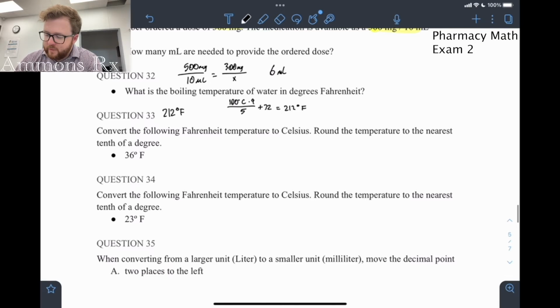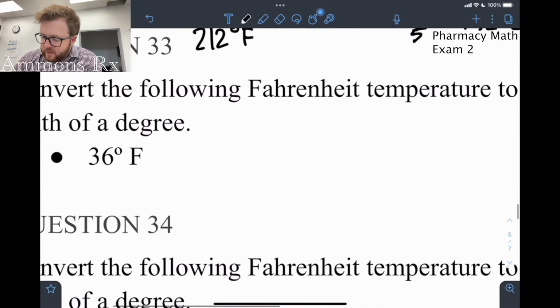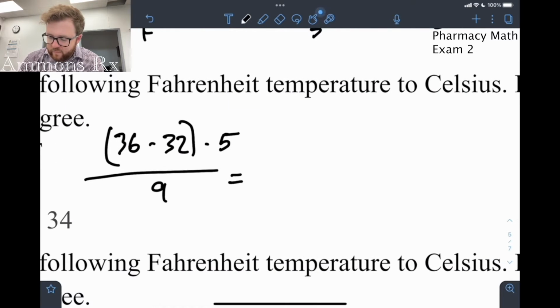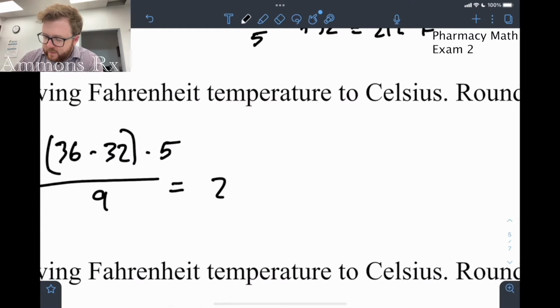Convert the following to a Celsius degree. So I need to do our 36 minus 32 times 5 divided by 9. And that is 2.22 degrees Celsius.